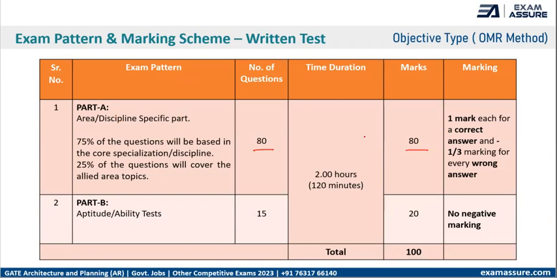And for part B, that is the aptitude part, it will consist of 15 questions for a total of 20 marks, and there will be no negative marking for part B. This will be in one paper itself, and the total time will be 2 hours, that is 120 minutes, and the total marks of the written test will be 100 marks.